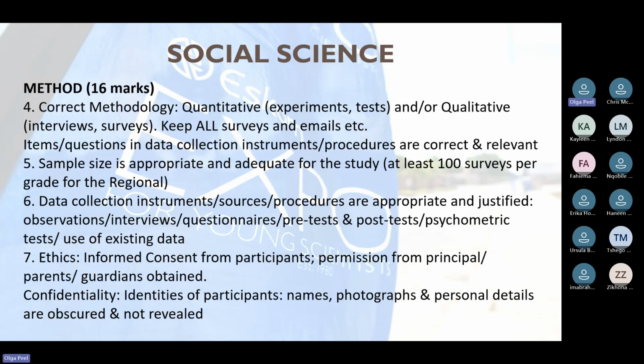By the way, those also have to be anonymous. So you can't say Olga Peel got 10 out of 100. You've got to say student 1 got 10 out of 100, before, and 20 out of 100 after, or something like that. So be very careful that all of this is about anonymity, because it's not about the person who answered your survey or the person who did the interview. It's about the content of the interview, the content of the survey.